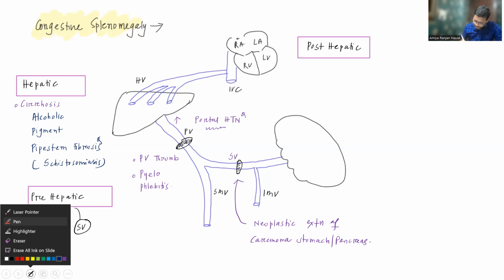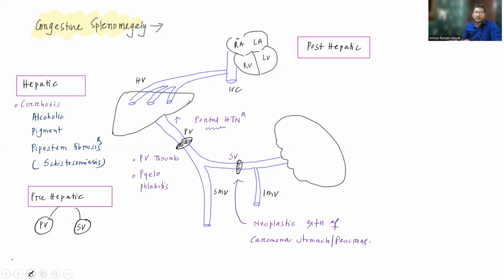Next, we'll discuss the post-hepatic causes. Post-hepatic, there can be occlusion in the hepatic vein itself, which is known as Budd-Chiari syndrome, BCS. Again, we'll discuss this in liver pathology. Or sometimes there can be some cardiac conditions, some cardiac issues which ultimately impair the venous drainage from the inferior vena cava. So cardiac conditions, especially right heart failure.